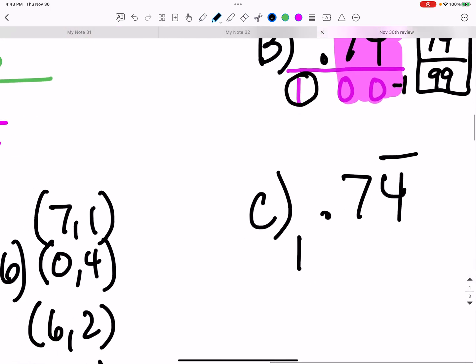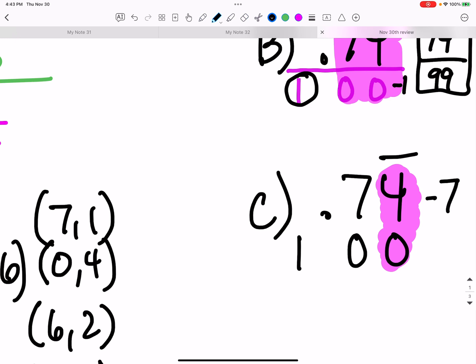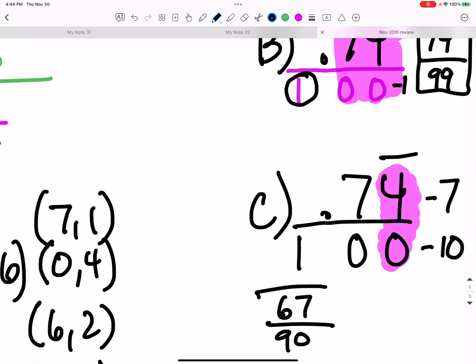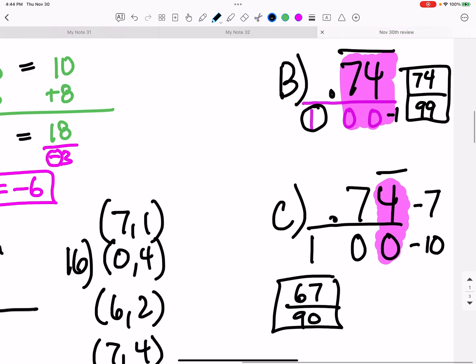Over here, this is the ones, the tens, the hundreds. Oh, sorry, not that one. These are covered by the line, so what is not covered? I'm going to subtract 7, which is not covered from that one, and from the hundreds, 10 is not covered. So this becomes 67 90ths. Okay.